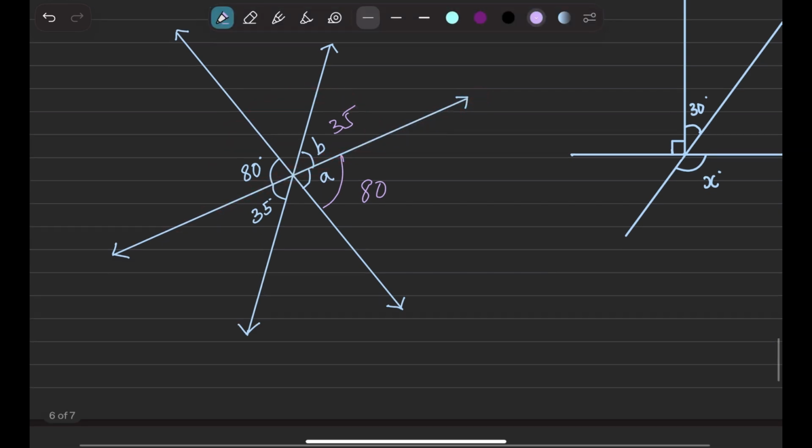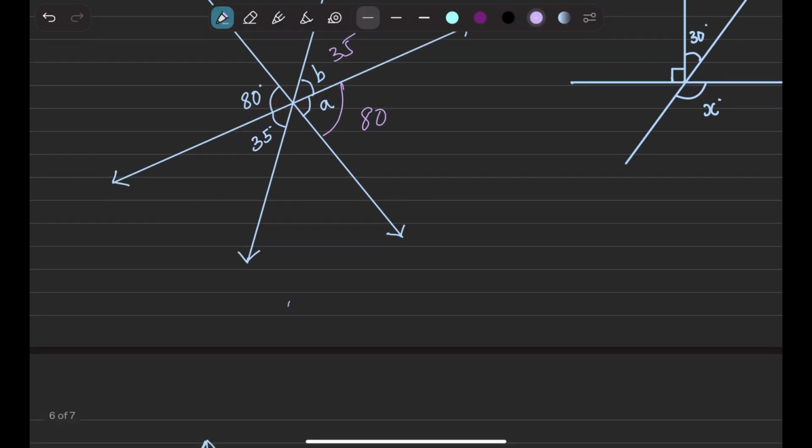So let us write how much that is. 180 minus (80 plus 35, which we recently found out by vertically opposite). So 180 minus 115, it's just 65 degrees.